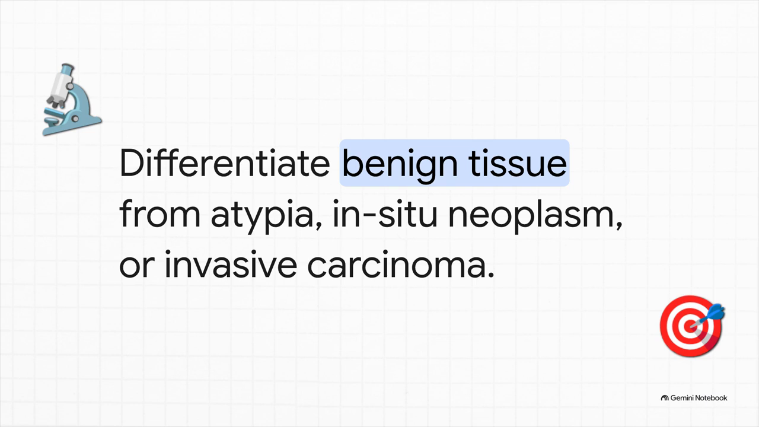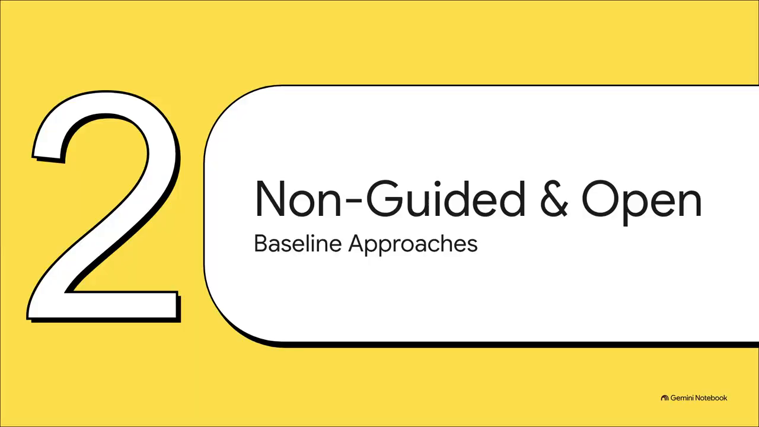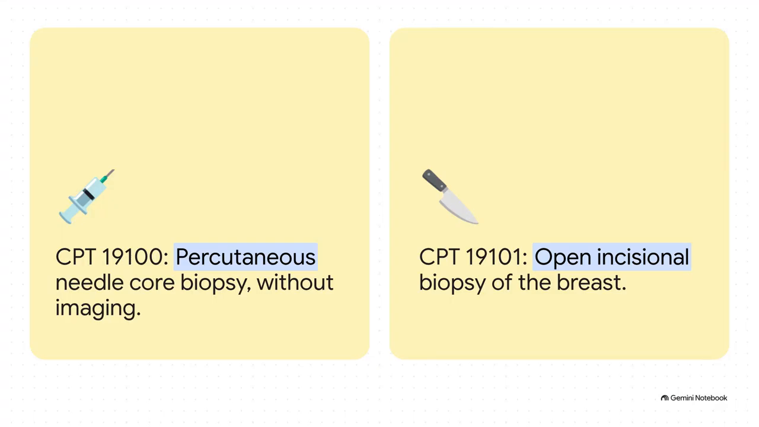Section 2. Non-guided and open baseline approaches. Okay, there is a very clear binary difference between our two foundational baseline biopsy methods here. On one hand, we've got CPT 19100. This is your code for a percutaneous needle core biopsy that specifically does not use any imaging guidance. It's a separate procedure where the physician relies entirely on palpation or visual landmarks.